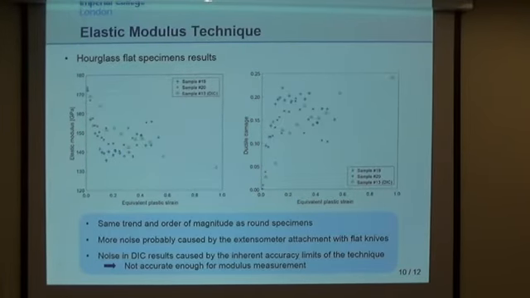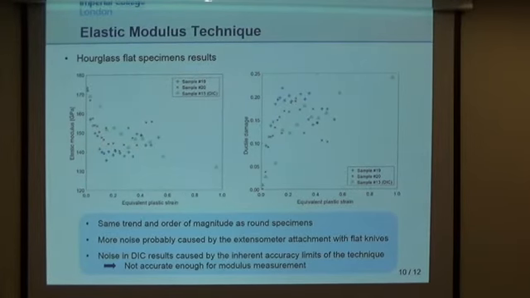These are the results for the same test, but with flat specimens instead of round specimens. The first thing we can observe here is that the results are much noisier. This is probably caused by the extensometer attachment system, which was not as easy as for the round samples. But the trend they follow is the same: an initial big increase in damage and then a progressive decrease in rate of damage, and we also have the same order of magnitude of damage, so they are more or less in good agreement.